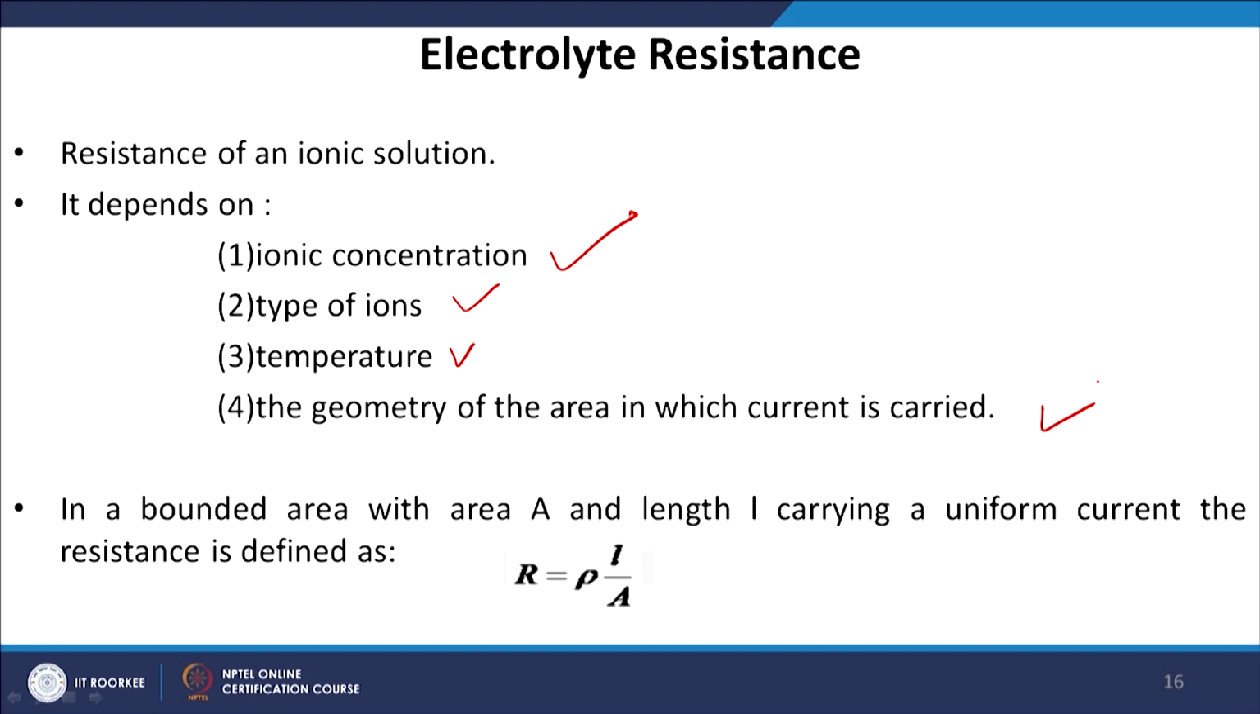So, basically, a knowledge of Rs or Ru, the electrolyte resistance, can tell you about the ionic concentration, the types of ions, the temperature, and even the geometry of the area in which current is carried. In a bounded area with area A and length L carrying a uniform current, the resistance is defined as R equals rho L by A, where L is the length, A is the area, and rho is the coefficient of resistance.